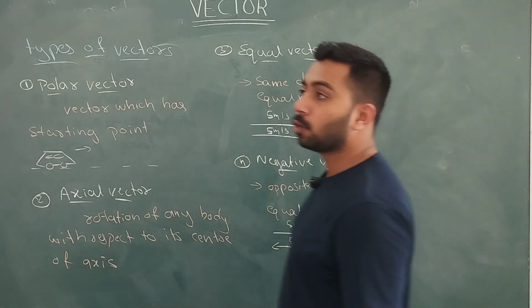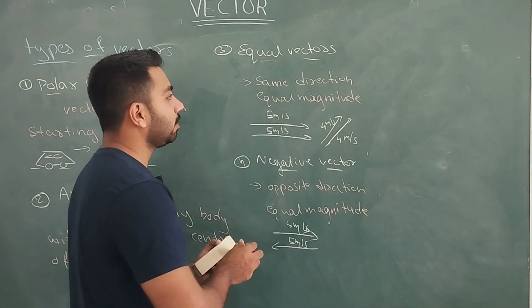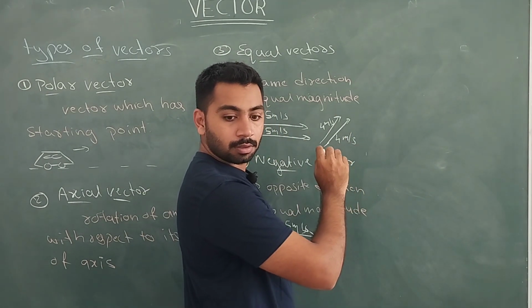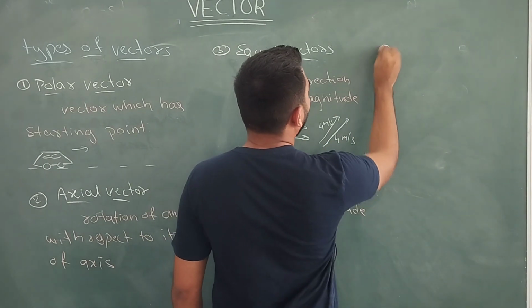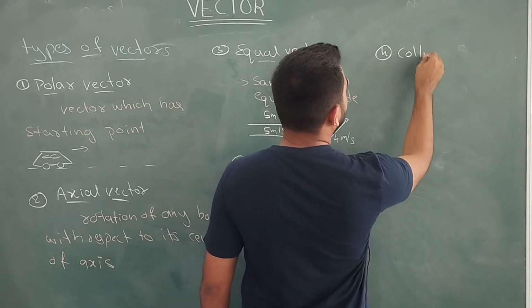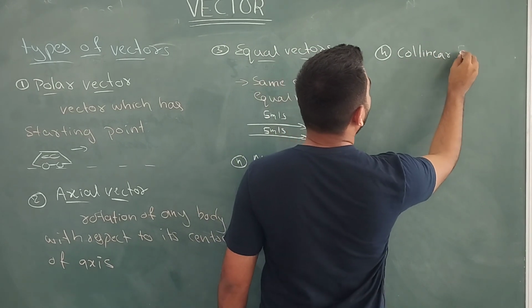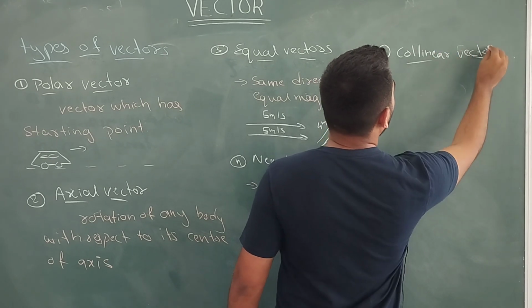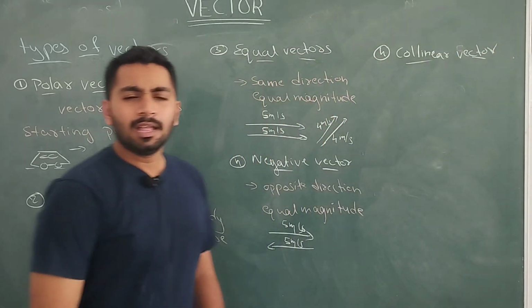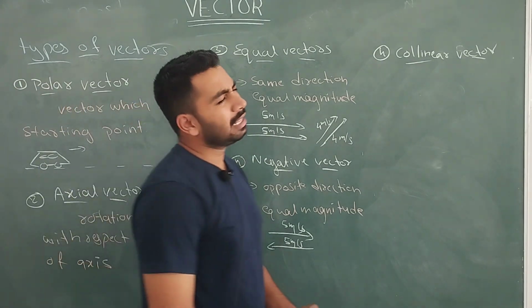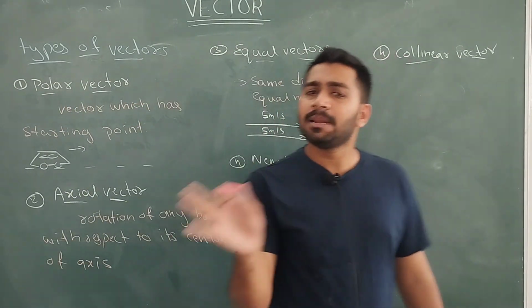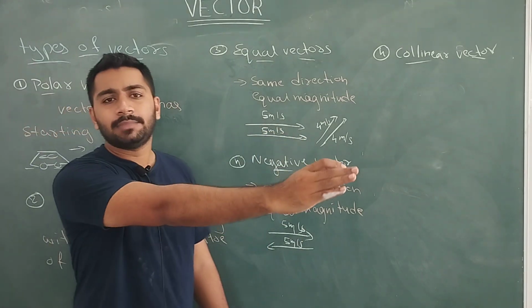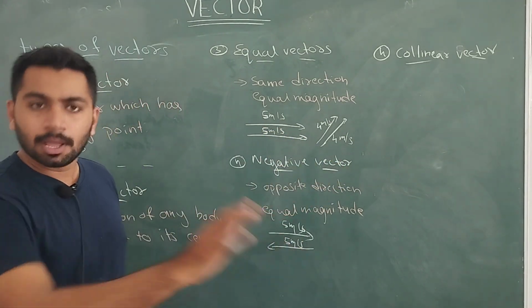After negative there are collinear vectors. What does collinear vectors mean? These are very simple. Two vectors in the same direction, parallel to each other. No matter the magnitude, they must be in the same direction or parallel to each other.